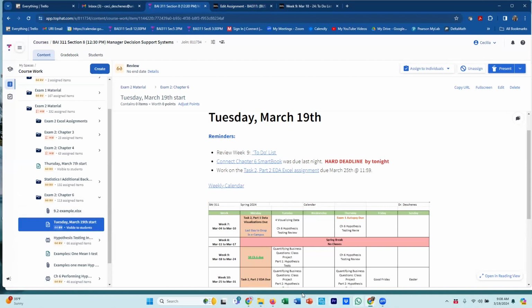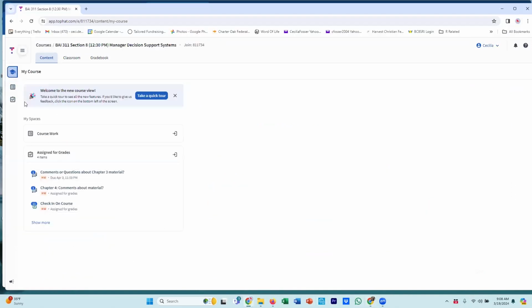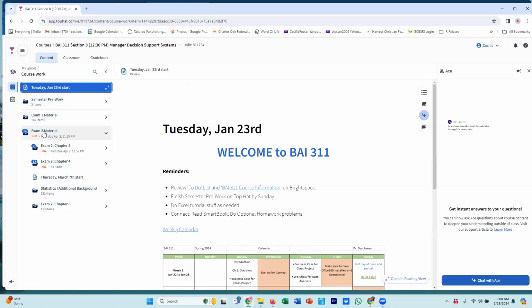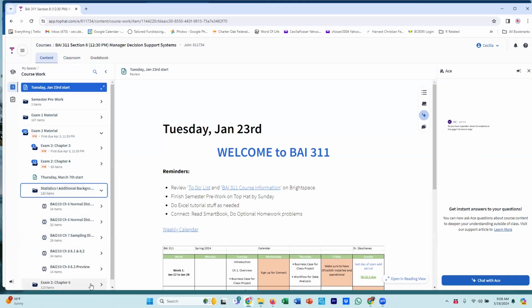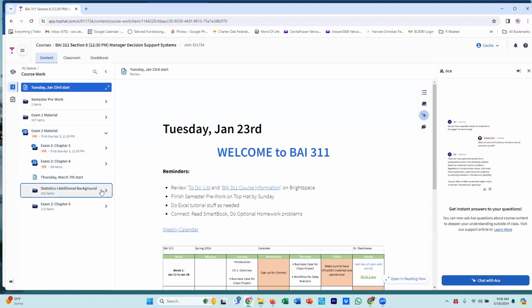I also want to draw your attention. I want to open this up the way you see it on your end. So if you go to your coursework, come on down in the exam 2 material, you should see a folder called Statistics 1 Additional Background. I'm not going to go through this. This is stuff from when I taught BAI 210. But I am providing it to you so you can go through it if you feel you need more background on some of the topics we're going to be touching on. I'm happy to meet with you during my student support hours and coach you through understanding what you need.